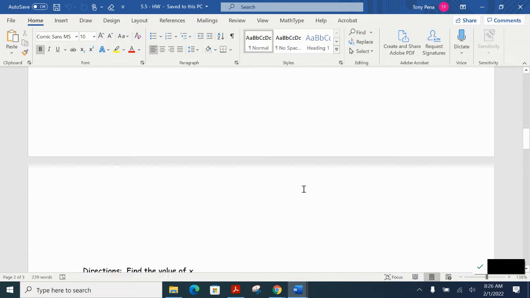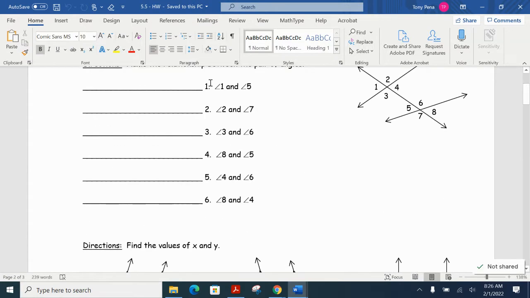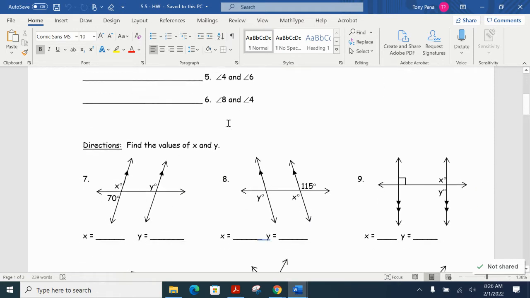Okay, I'll leave you the first ones. This is just what we did at the beginning yesterday. You're going to look at these angles, identify same side interior, same side exterior, corresponding. Just give them all names. Okay, you can kind of look at your notes. You'll be able to figure that out.